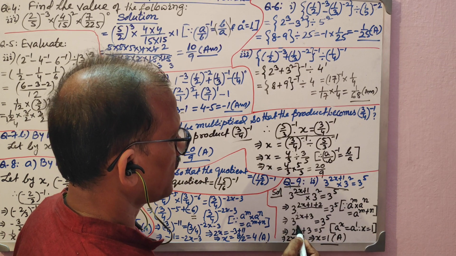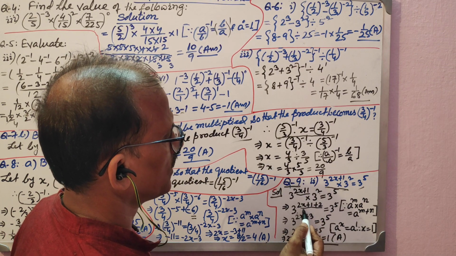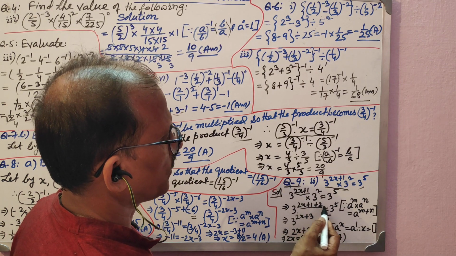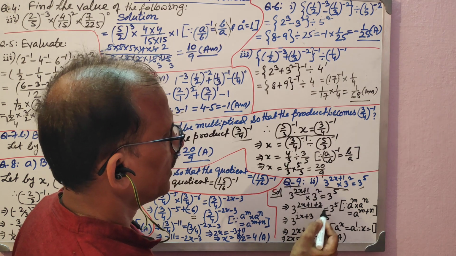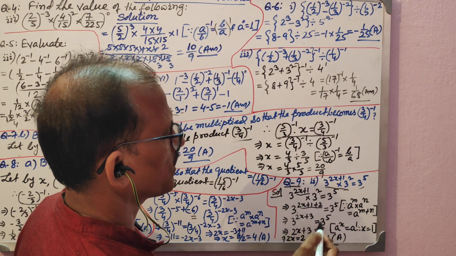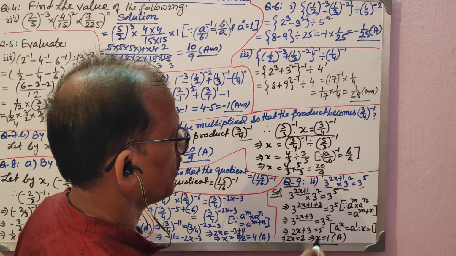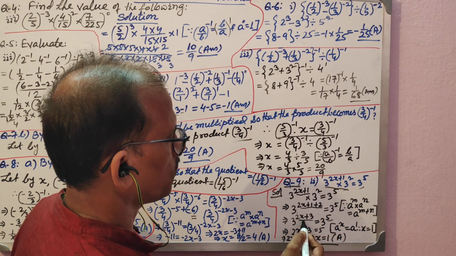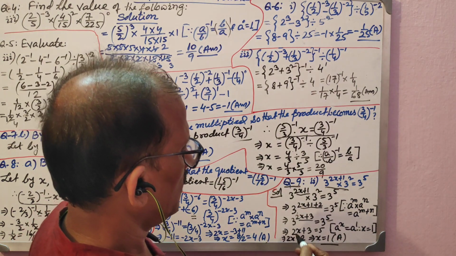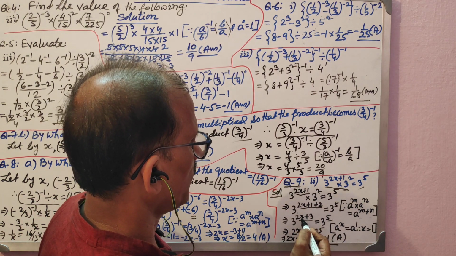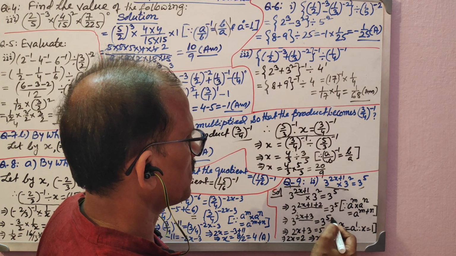Now see, bases are equal. Now you have simplified this: 2x plus 3, you have written down, is equal to 3 to the power 2x plus 3 and 3 to the power 5. So see the powers 2x plus 3 and 5. Bases are same, so powers will be equal as I said to you. So 2x plus 3 is equal to 5.